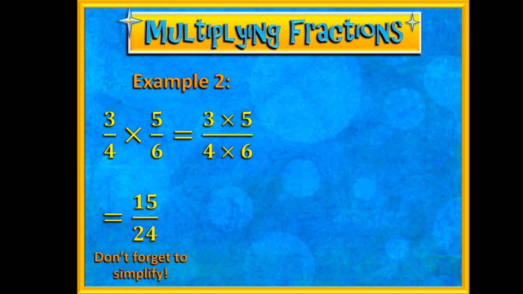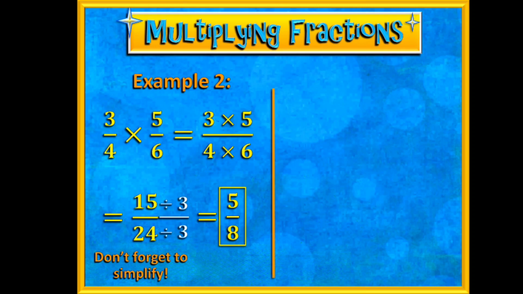So don't forget to simplify your answer. Is this already in simplified form? No, not yet. This is not in simplified form yet because the GCF is more than 1. What do you think now is the GCF? The GCF is actually 3. Okay, so you just have to divide both the numerator and denominator by 3. So the answer now is 5/8. That 5/8 now is our final answer.